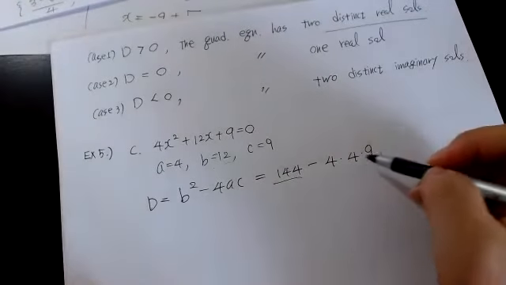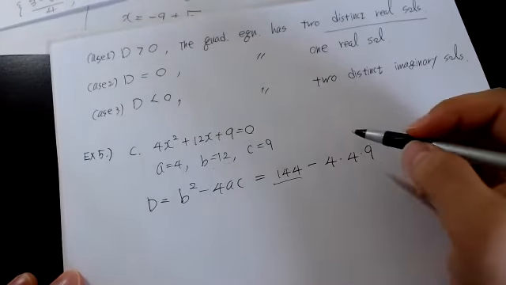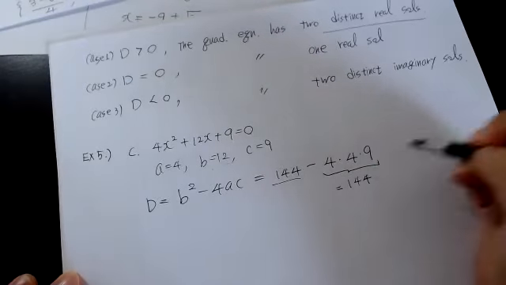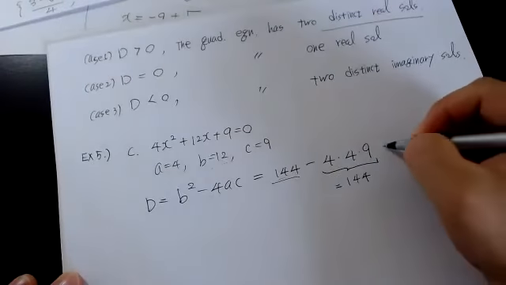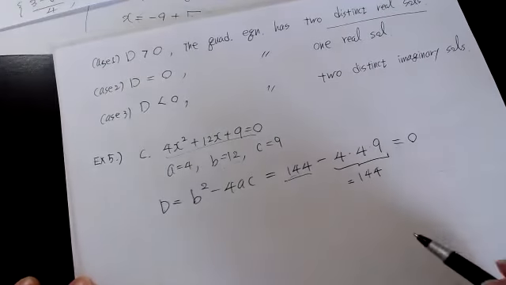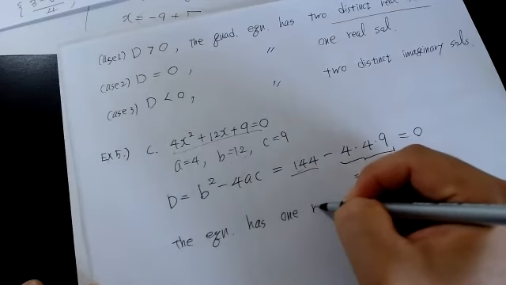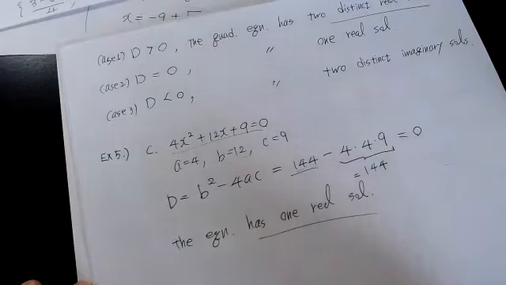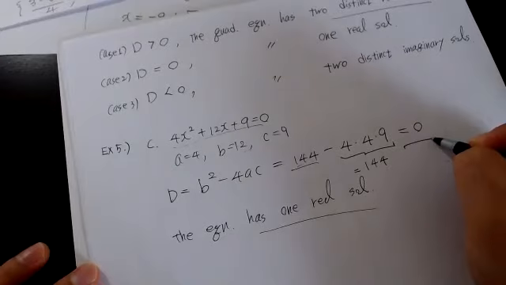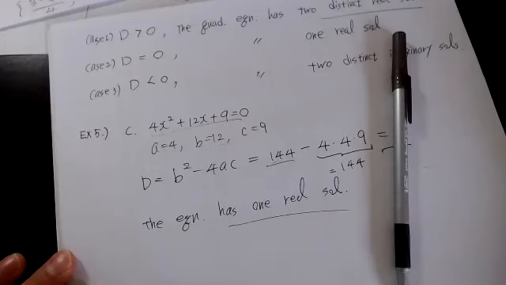So 4 times 9 is what? Let me use the calculator. 4 times 9 is 36. So 144 minus 36 is 108.